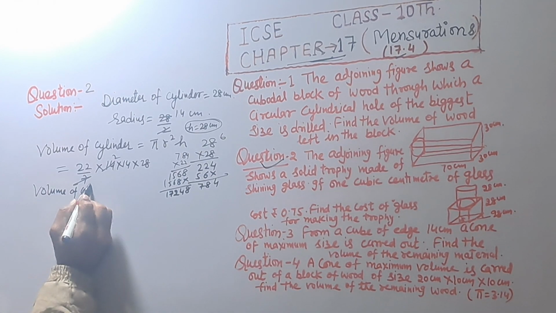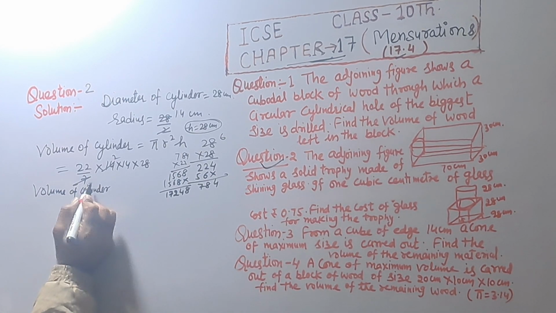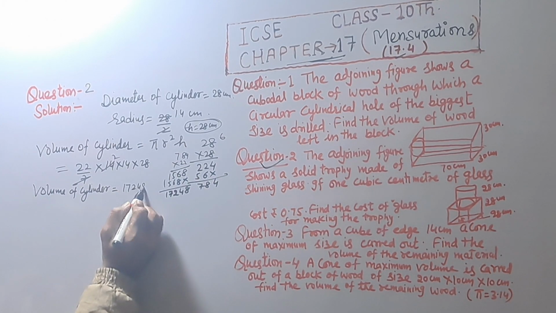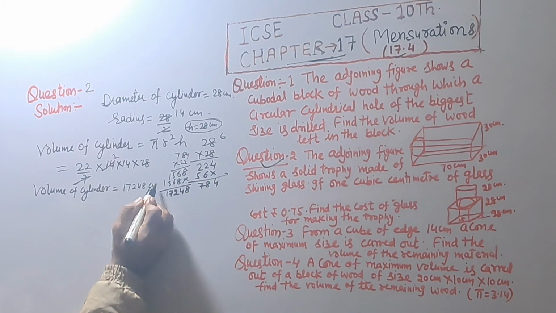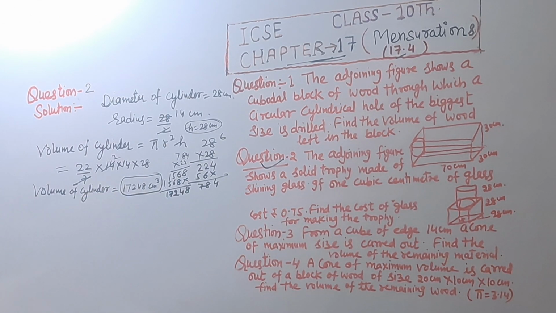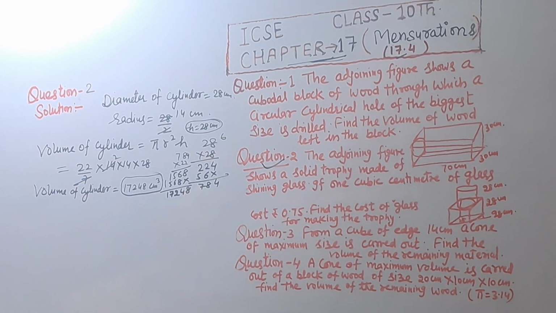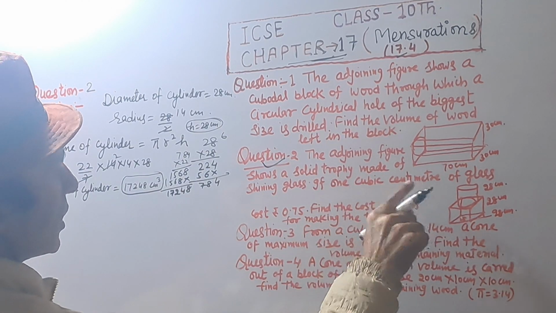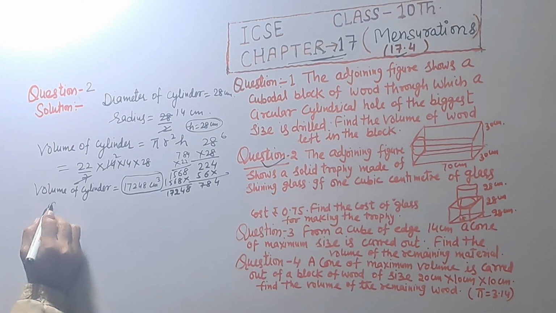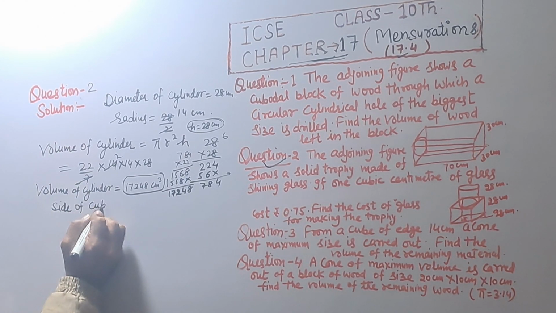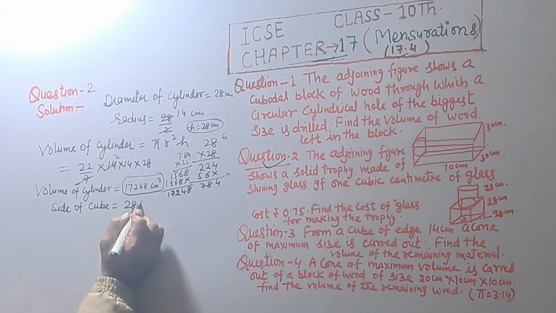Volume of cylinder is equal to 17248 centimeter cube, and side of cube is equal to 28 centimeter.